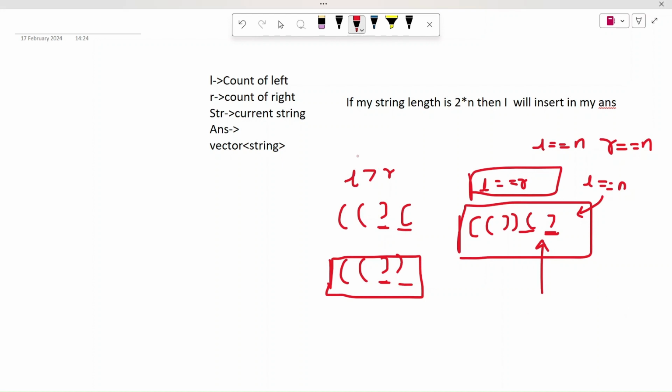So I will write my observations again and explain. See, my first case is if my L is equal to R. I have only one possibility. I will always insert left. Let's say my n is equal to 3, so I will always insert left. Another case: if my L is greater than R, I have two possibilities. Here is a case where L is equal to 1, R is equal to 0. So I always have two possibilities, this one or this one.